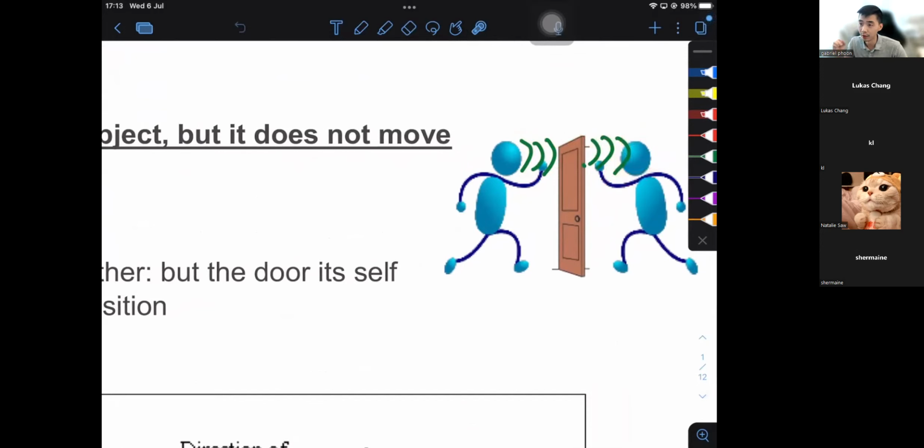You'll notice that regardless of however much this guy shouts, the door itself does not move, guys, meaning to say sound energy only passes on the energy. It does not move any particle.